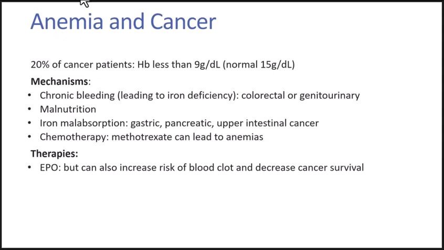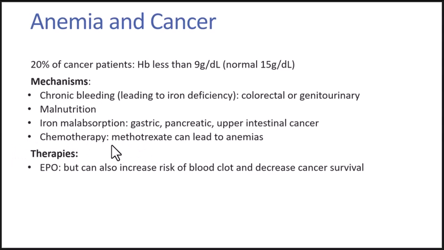I had mentioned that anemia was a potential clinical manifestation of cancer. In fact, 20% of patients will suffer from it, but the mechanism can vary. For example, it could be because they have a colorectal or genitourinary cancer that is prone to bleeding, and loss of blood can lead to iron deficiency regardless of intake. It could be malnutrition, not consuming enough. It could be that the cancer type that they have is not favorable for iron absorption. And it could be because of having chemotherapy.